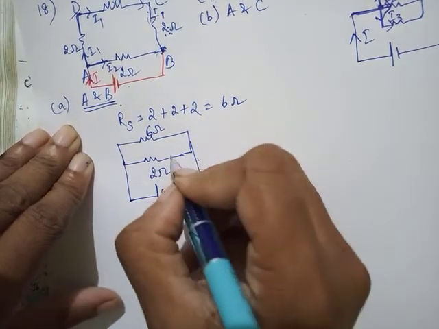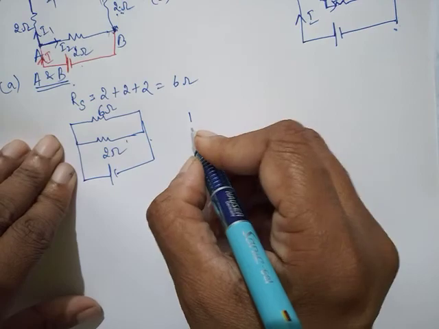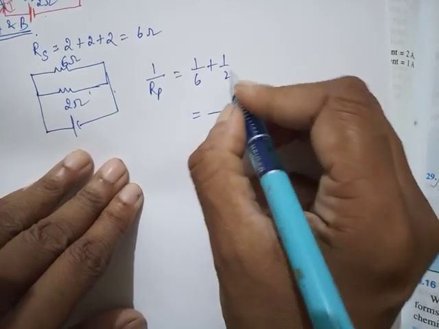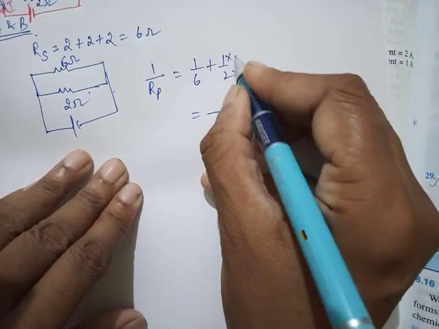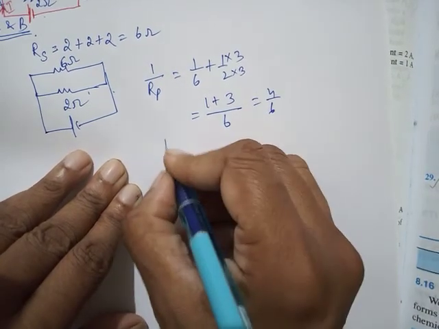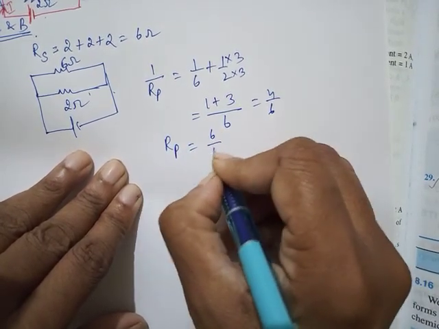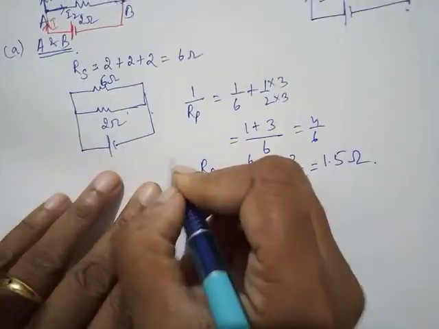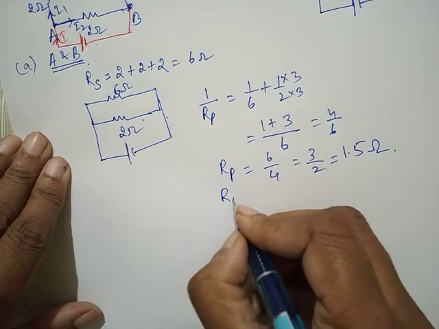Now how are they both? Parallel. So 1 by Rp is equal to 1 by 6 plus 1 by 2, that is 1 plus 3 over 6, 4 by 6, or Rp will be 6 by 4, 3 by 2, 1.5 ohm. Okay, I can write it as RAB.